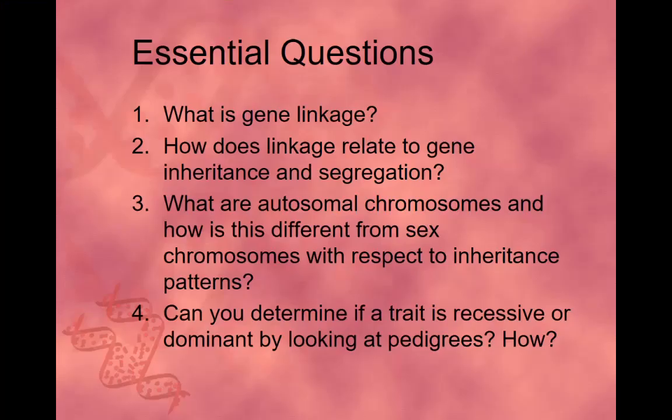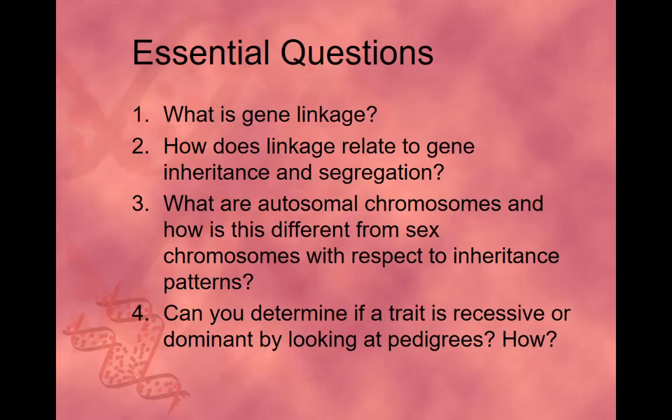Number one, what is gene linkage? Number two, how does linkage relate to gene inheritance and segregation? And number three, what are autosomal chromosomes and how is this different from sex chromosomes with respect to inheritance patterns? Lastly, number four, can you determine if a trait is recessive or dominant by looking at pedigrees? If so, how?